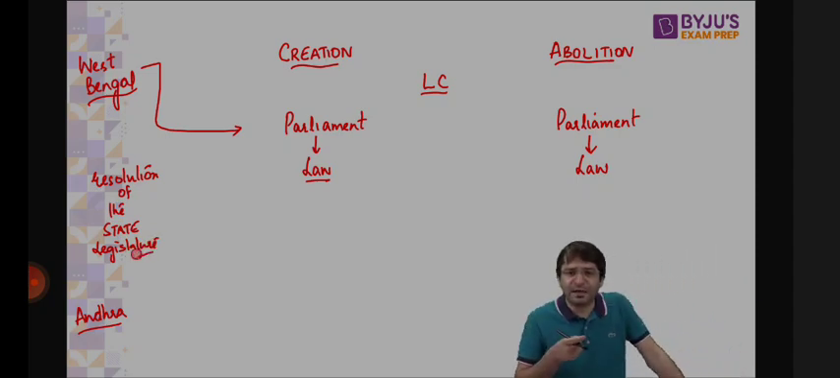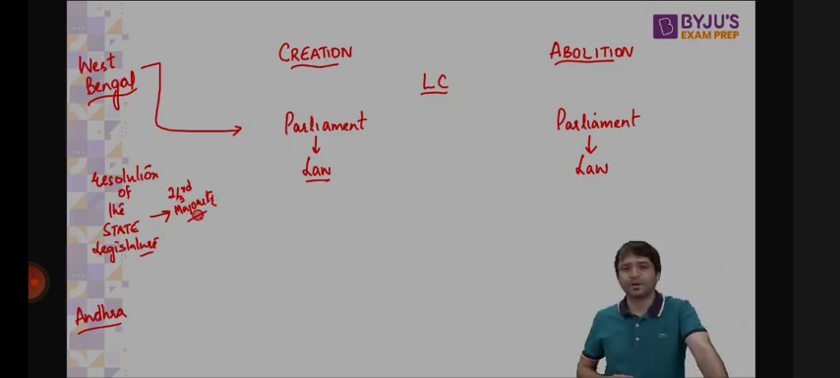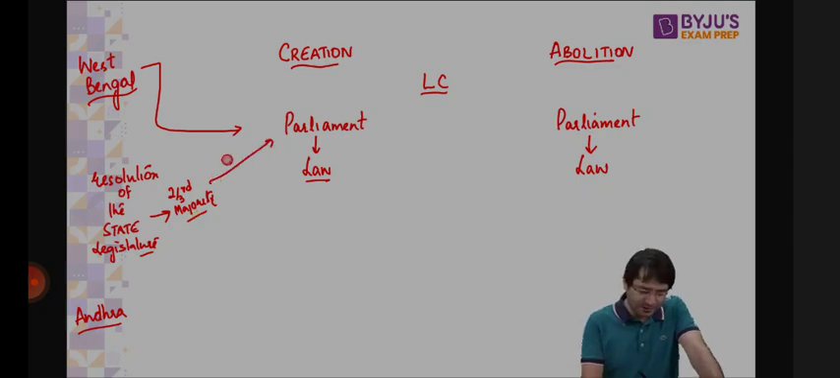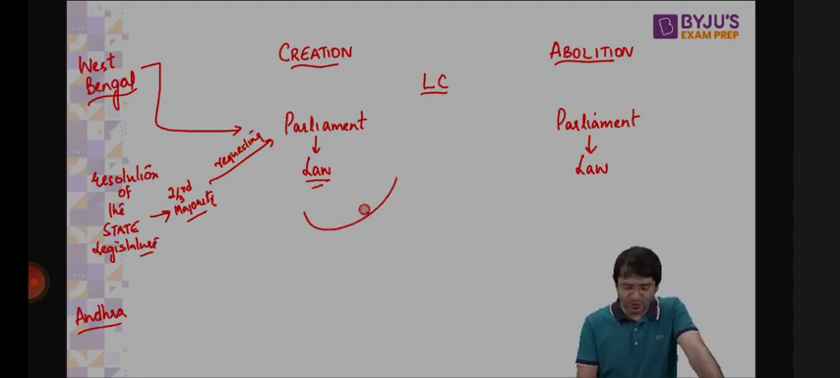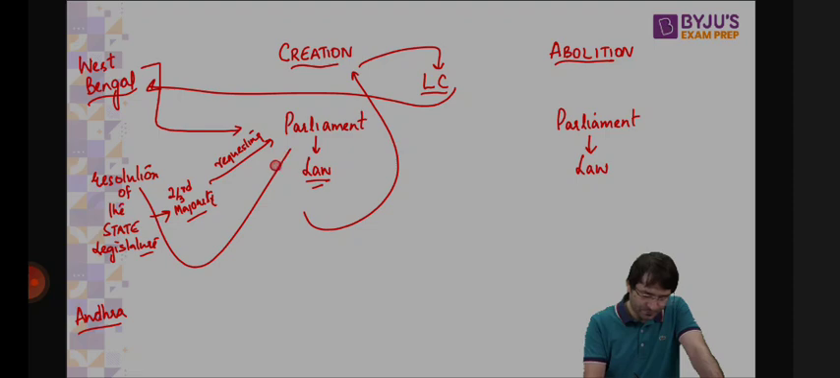West Bengal Legislative Assembly, because it has a legislative assembly, will pass a resolution by 2/3 majority. Basically doing what? Requesting Parliament that dear Parliament, please pass a law so that you can create a legislative council for West Bengal. But this resolution is not binding on the Parliament.